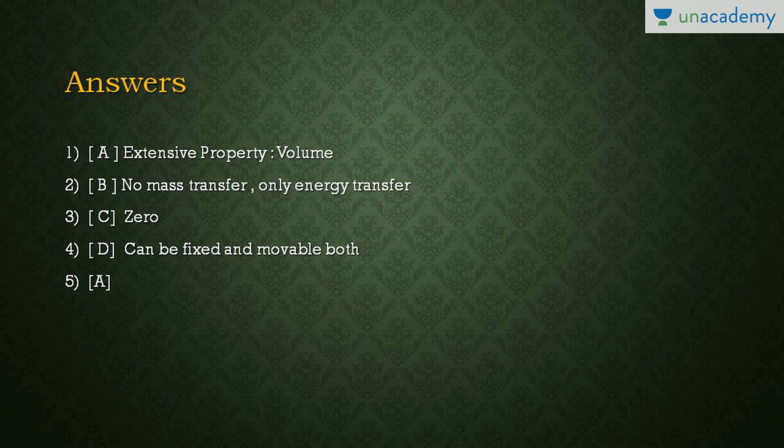So these are the answers. First is extensive property, volume. Second is B, no mass transfer, only energy transfer. Answer to third is C, 0. Answer to fourth is can be fixed and movable. And answer to fifth is A. These are some sample questions which you will find in the Engineering Services and GATE examinations. These are simple, basic questions.